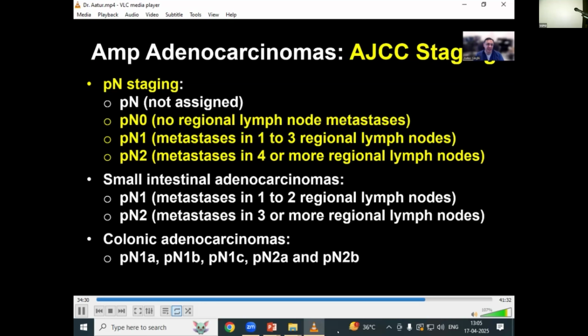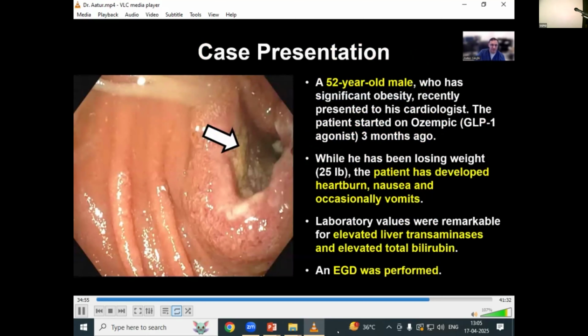And I think a lot of investigators, or rather pathologists, I should say, accidentally misstage these ampullary adenocarcinomas because they're accidentally using small intestinal systems altogether. And of course, the colonic system itself is very different. And I don't think many people would fall through that pitfall, knowing that it's N1a, N1b, N1c, N2a, and sorry, N2b itself. Now, I think my time is running out.